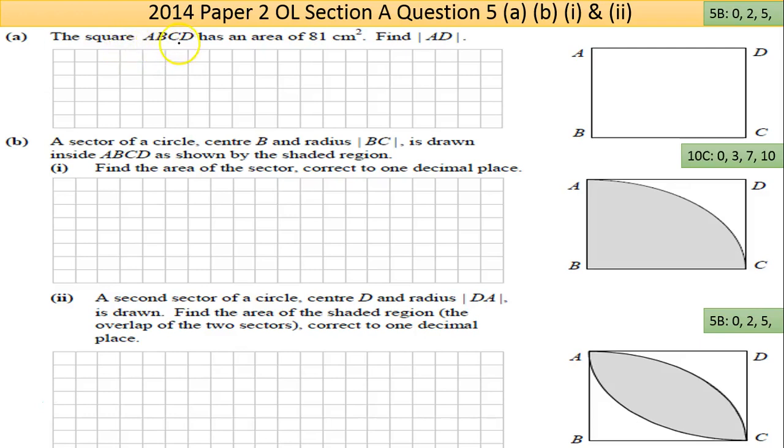The square ABCD has an area of 81 centimeters squared. Find the length of AD. Now, it's a square. My image here is a bit stretched, so it doesn't actually look like a square, but in the actual exam paper it does look more realistic. Just be aware of that. If it's off-putting, it's just that I've stretched this to make it fill the full screen. I'm going to go to the answers that are typed out.